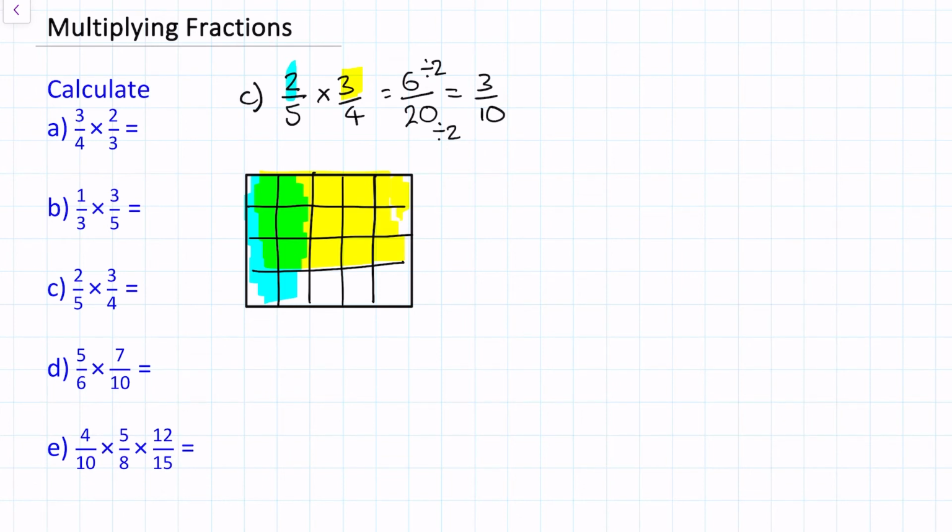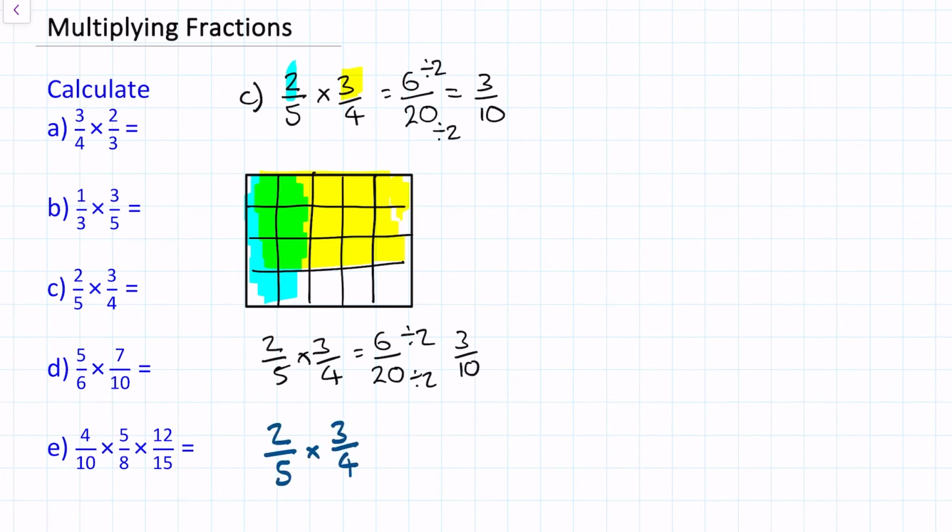Okay, for our written methods, so again, 2/5 times 3/4. We'll multiply our numerators, so 2 times 3 to make 6, and our denominators, 5 times 4 to make 20. And again, we'll simplify this fraction to make 3/10. So our third way of doing this, we can cross simplify with this 2 and this 4. We'll divide both by 2. So we have 1/5 multiplied by 3/2, which is 3/10.